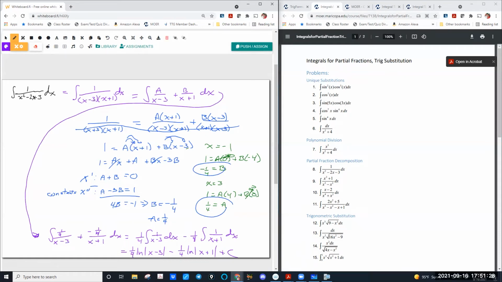You do the factoring. That's the denominator factors. That's your note that there's partial fraction decomposition. You set up your partial fraction decomposition, which then allows you to set up your system. You solve your system, plug those back in, and then you integrate. All right.